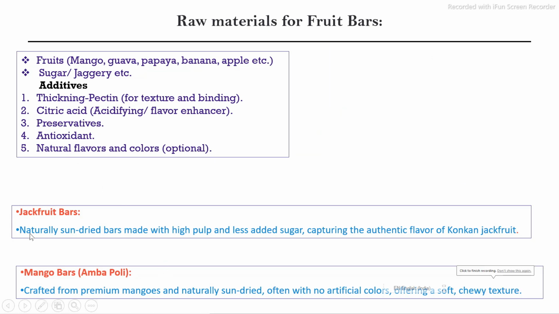The jackfruit bar and the mango bar are the two main, very popular products. This product is prepared with fruit pulp and sugar, and then properly dried without the addition of any color and flavors. It contains a higher percentage of fruit content, with some additives like thickening agents, citric acid, preservatives, and antioxidants. We get the final high quality product.